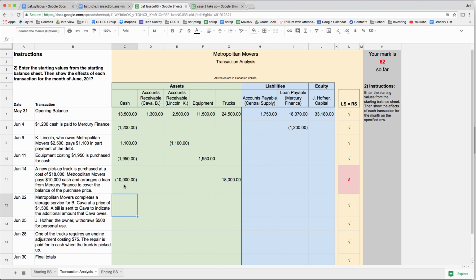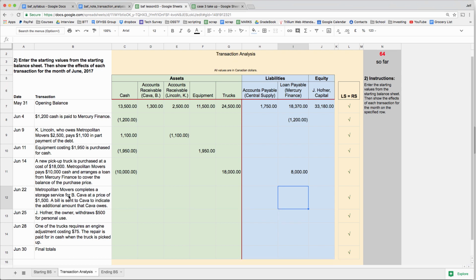Well, we paid 10. What's left to be paid? 8. And well, where's the money coming from? We're borrowing it. So we owe more money. So this debt to Mercury Finance has to go up another $8,000. So financial transaction, at least 2 accounts affected, line balances, we're finished.